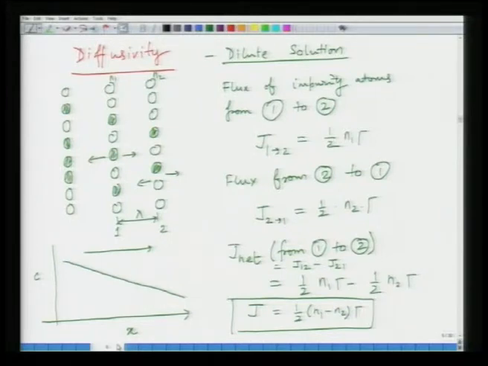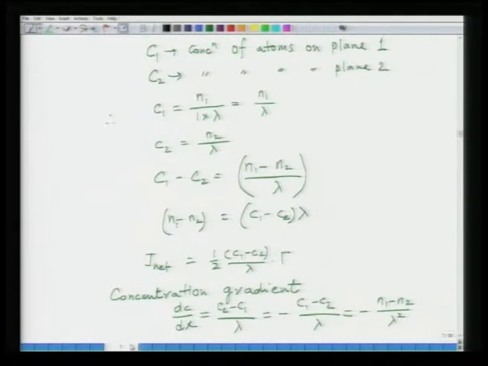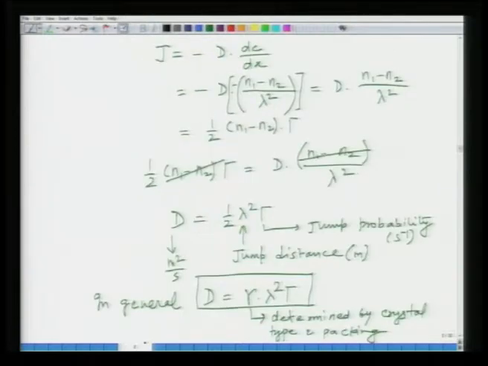Taking the case of dilute solutions, we looked at the planes of atoms in a material, and at the flux from one plane to another back and forth, and from that we could find the net flux. From this we derived diffusivity as a function of a constant determined by the crystal type and packing density, lambda which is the jump distance, and tau which is the jump frequency.